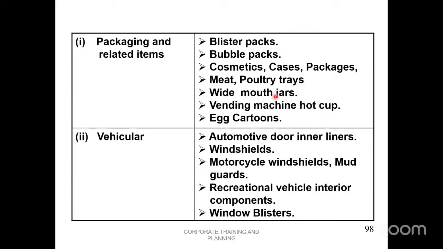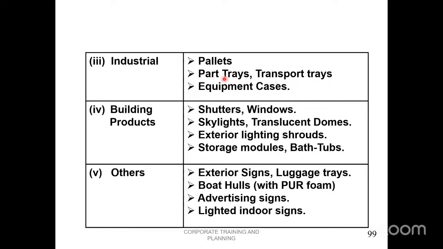Now, see the vehicular, automotive items: door inner liners, window seats, motorcycle parts. You were asking me about large articles. These are all large articles here, friend. Window blisters, these are all large articles. Now here, industrial panels, pallets, part trays and transport trays, equipment cases, building products, shutters, windows, skylights, translucent domes, exterior lighting, then storage modulars, then bath tubs. These are all manufactured by thermoforming. Interior signs, luggage trays, boat hulls.